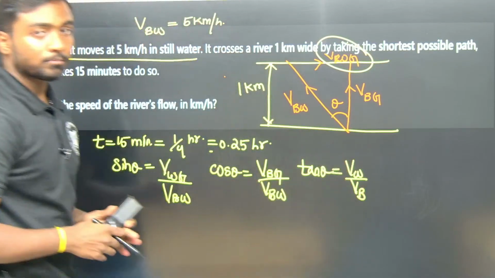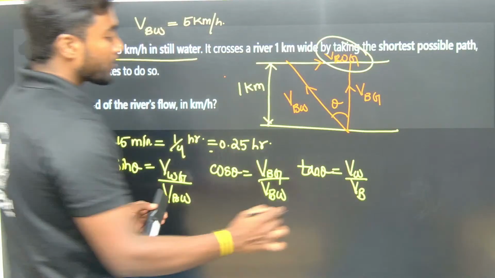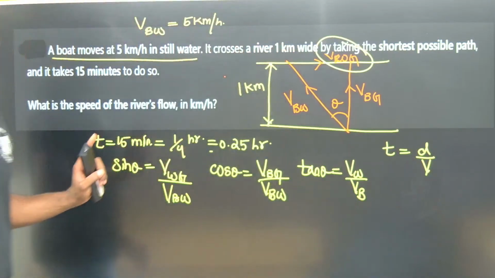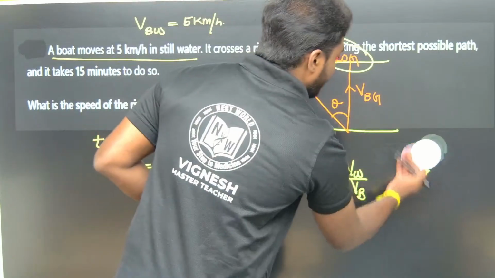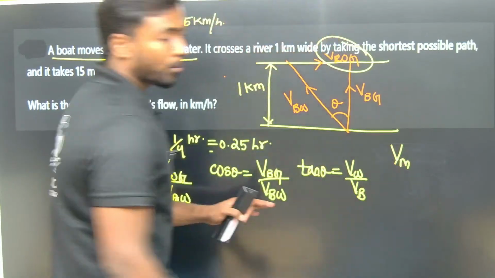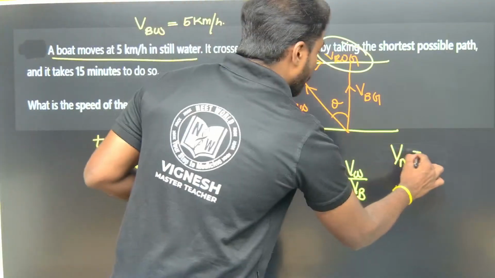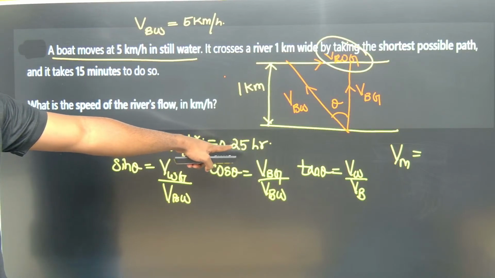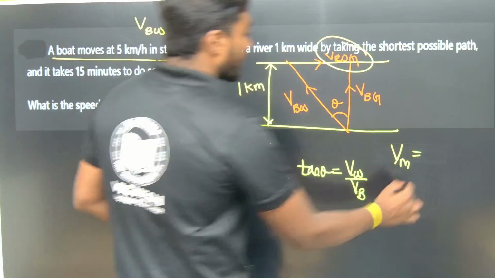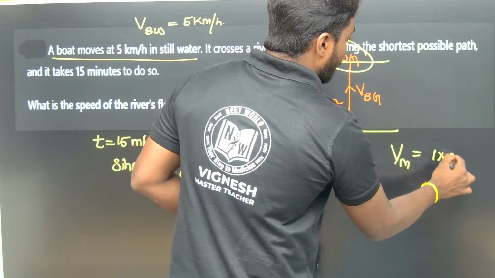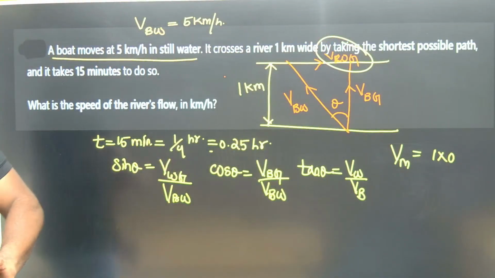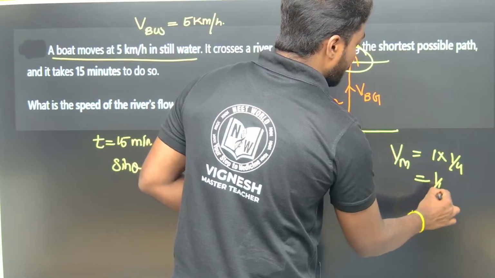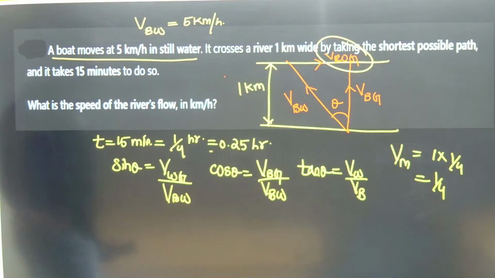That's it. The thing they have given is time, and time is equal to displacement by velocity. Time is given. I need to find the velocity, right? So velocity of the man with respect to ground is equal to, what is the distance they have told? 1 kilometer, and the time is 0.25. So 1 into 0.25, or else I can multiply 1 by 4 also. 1 by 4, that's it. So velocity is 1 by 4. Keep that as it is.